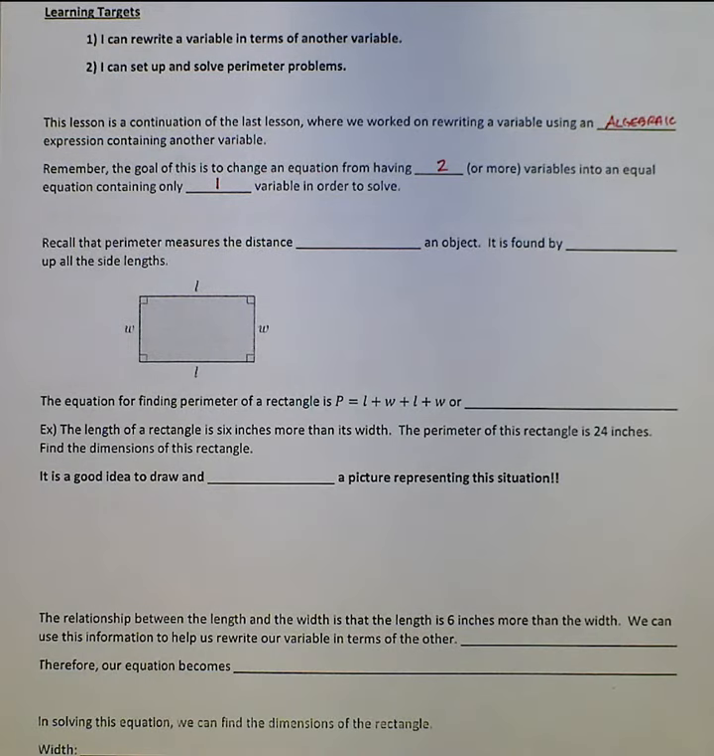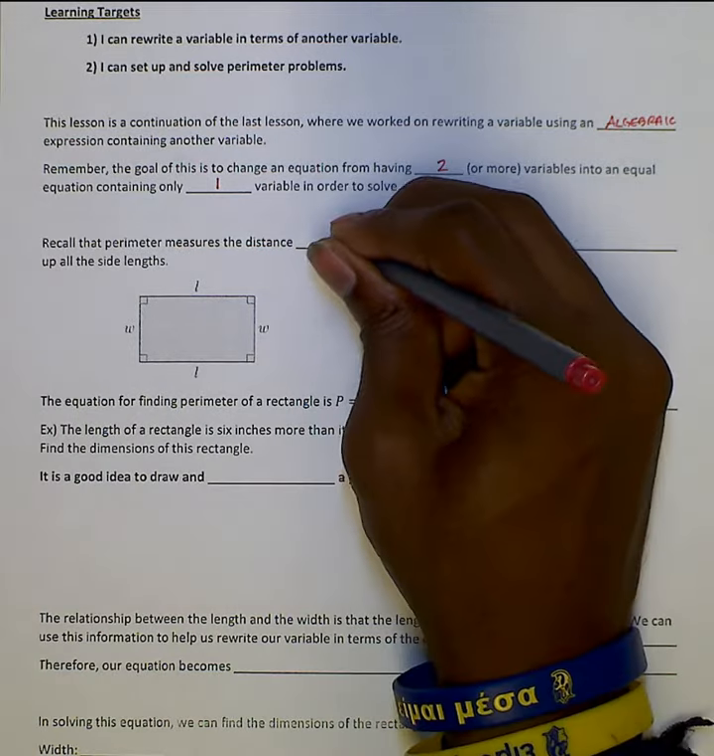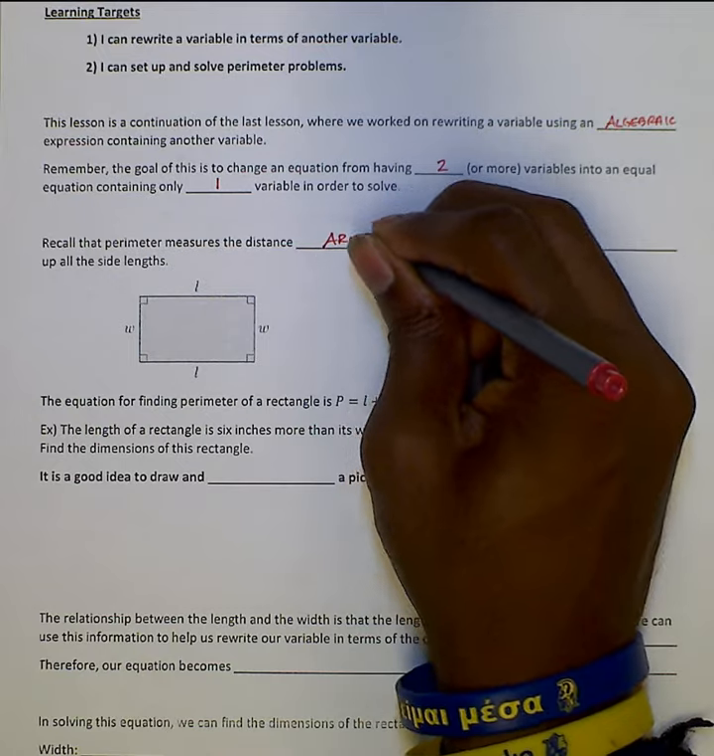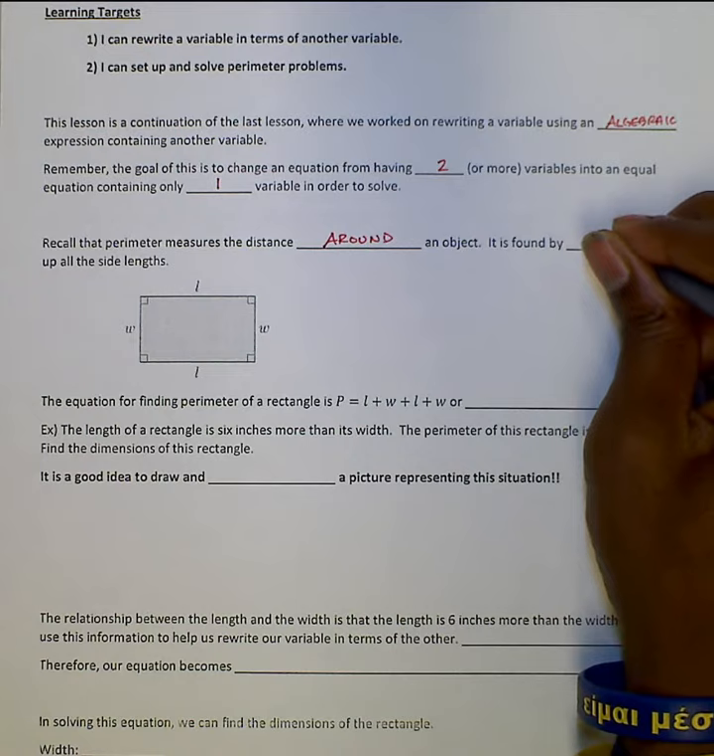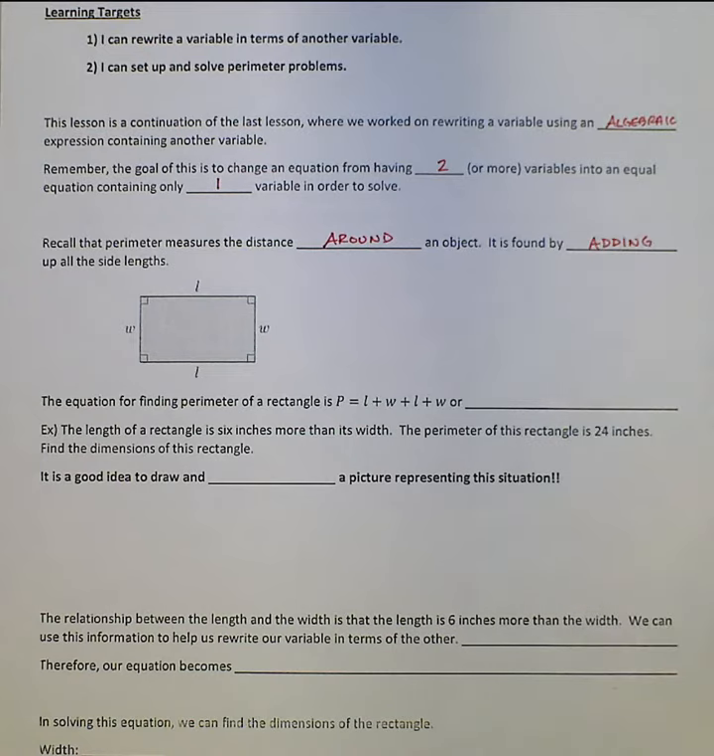All right, so let's talk about perimeter. Recall that the perimeter measures the distance around an object, or outside of an object. It is found by adding up all the sides. The equation for finding the perimeter of a rectangle is P equals L plus W plus L plus W. So again, adding up all the sides.